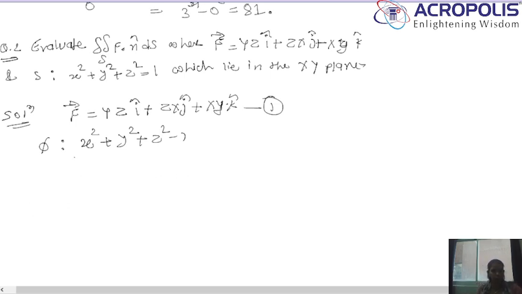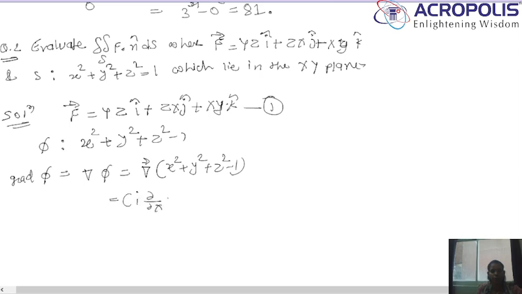Now first we calculate the value of surface grad phi. Grad phi is nothing but del phi, or del evaluated on the surface x square plus y square plus z square minus 1, and the value of del is i del/del x plus j del/del y plus k del/del z, over the sphere x square plus y square plus z square minus 1.